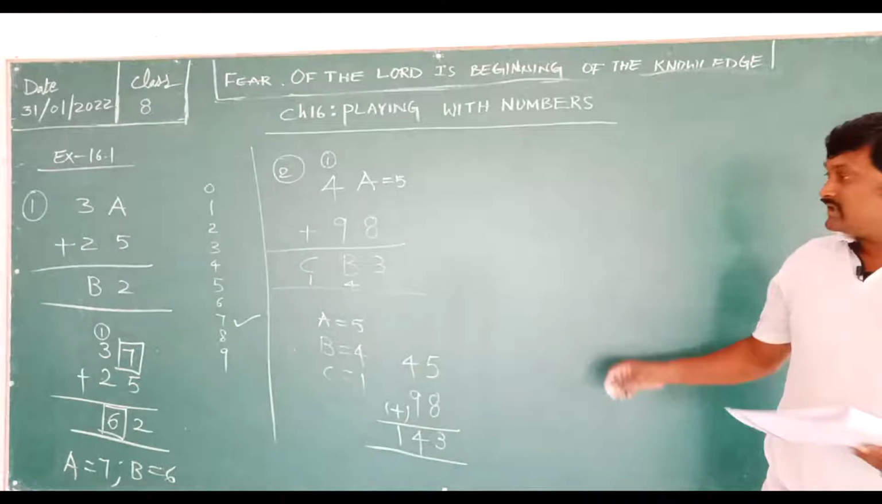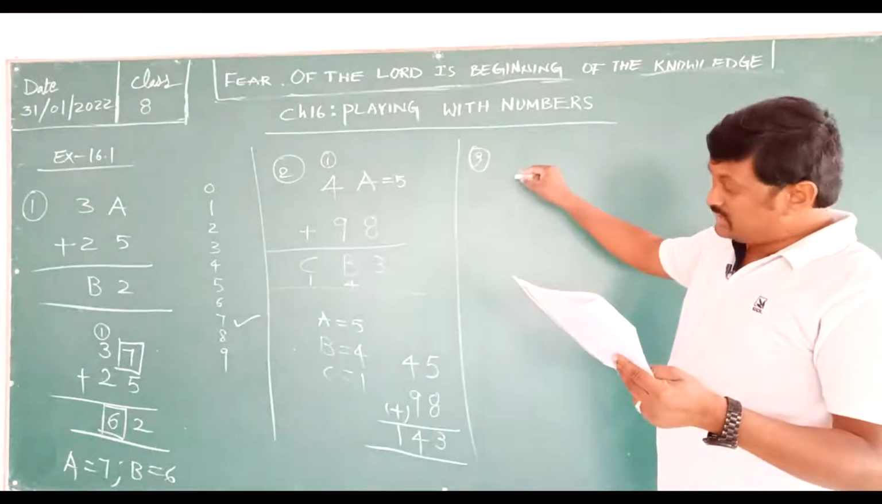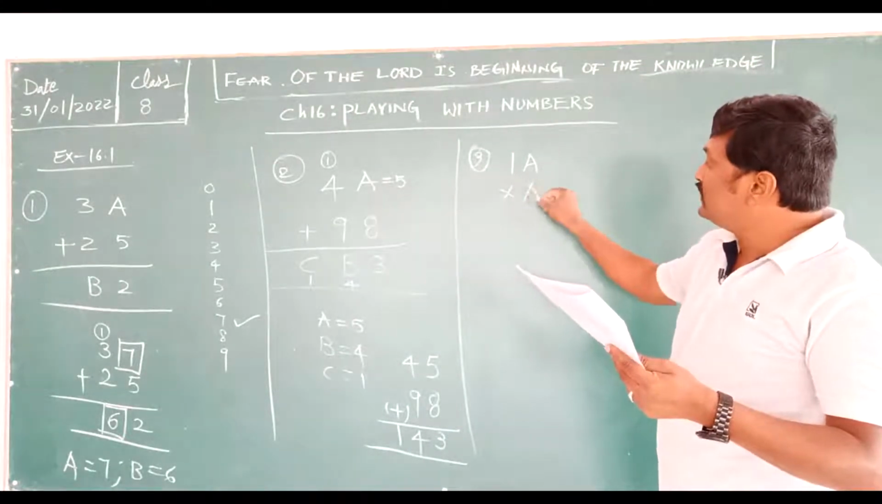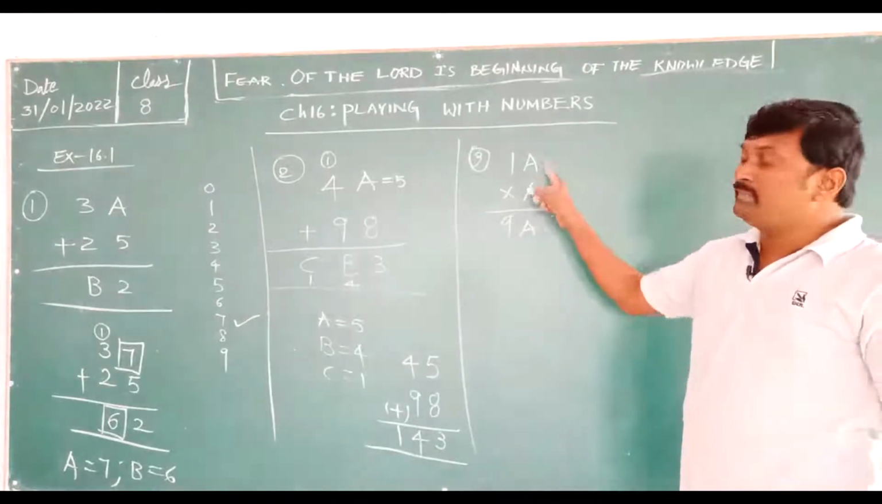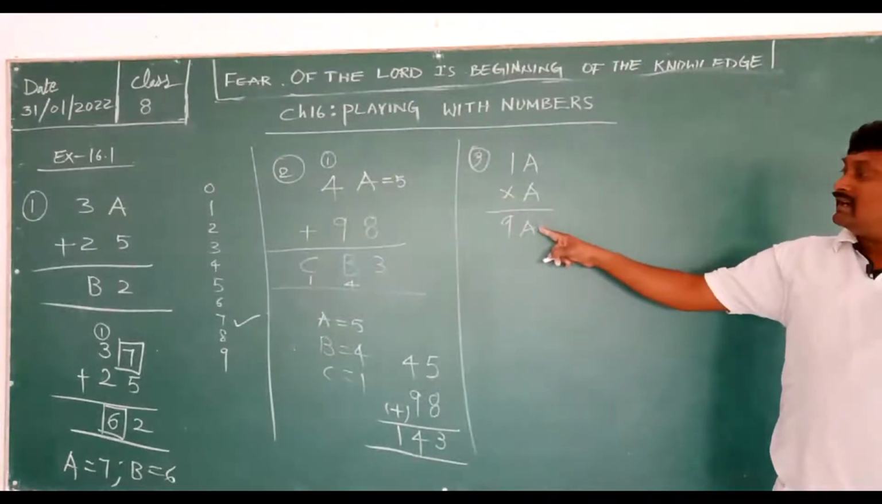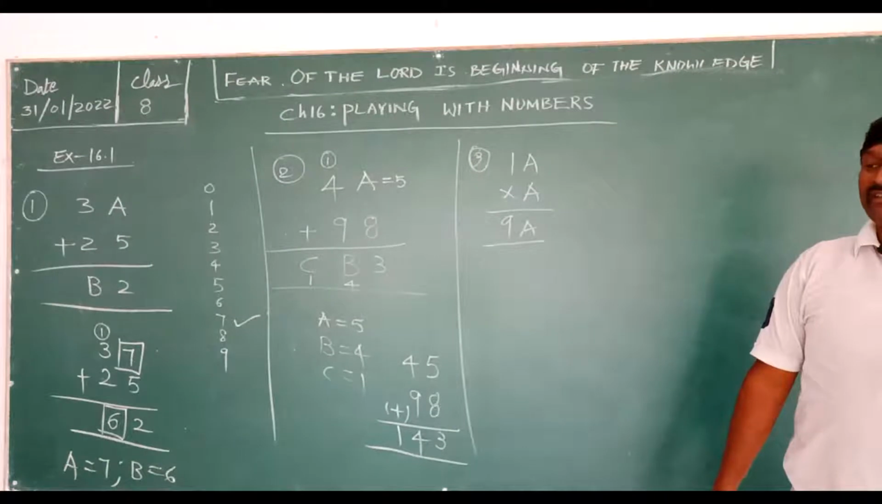Let's move on to the third one. The third one I already solved for you all previously. So I just want to ask you what is the answer. 1A into A, then 9A. What should be my A? 1A into A, then 9A. So what is your answer here?